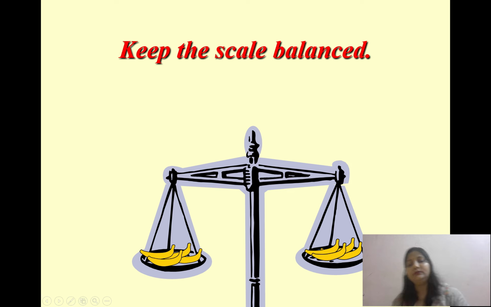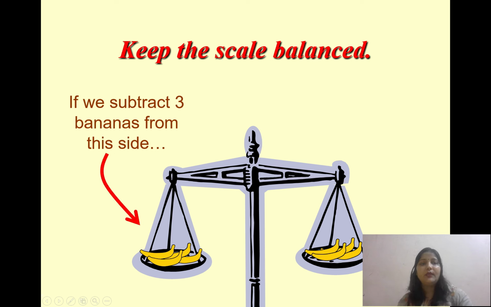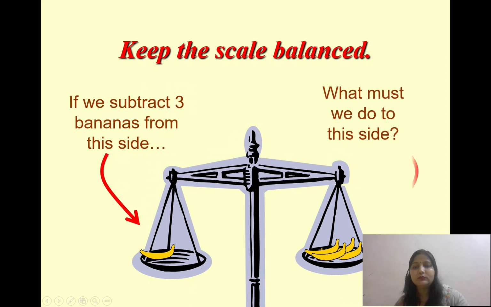Is it clear for you? If we subtract anything, suppose you subtract 3 bananas from this side, then to make it balance you must subtract from the other side also. We need to subtract the same quantity from both sides to make it balance. Is it clear for you? You have to subtract the same from both sides.